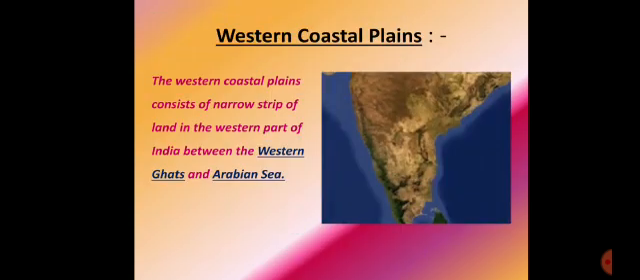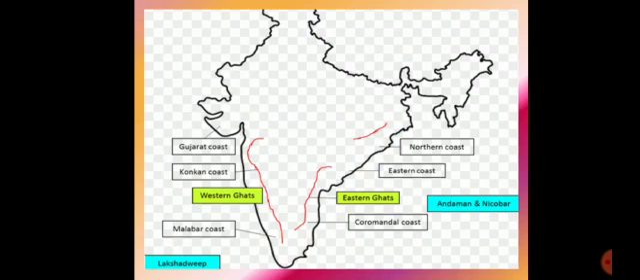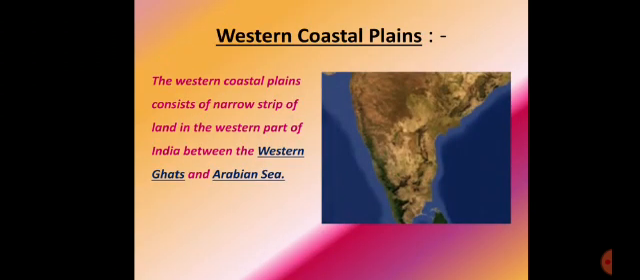Western coastal plains. The western coastal plains consist of a narrow strip of land in the western part of India between the Western Ghats and the Arabian Sea. As it is a narrow plain, it consists of three sections. The northern part of the coast is called Konkan and the southern part is called the Malabar coast. We can also see this through this image. This part of the plain receives rainfall from the southwest monsoon.